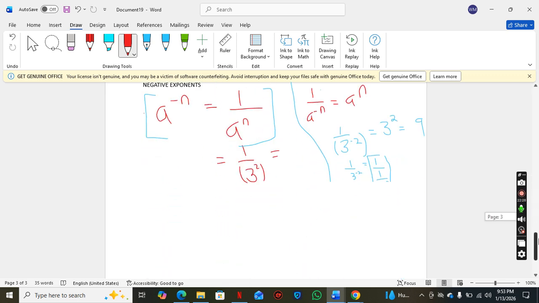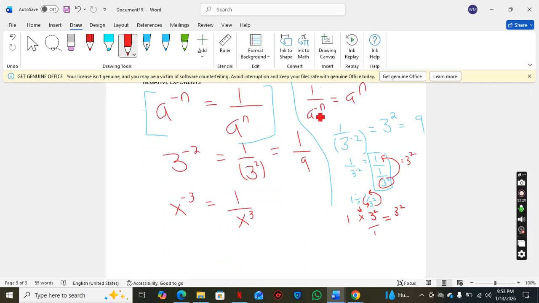But all you just need to remember is this: if you see 1 over a negative exponent, just do this. No need to do all these tabulations here, just apply this law. Okay, that's the law for negative exponents. Any questions?